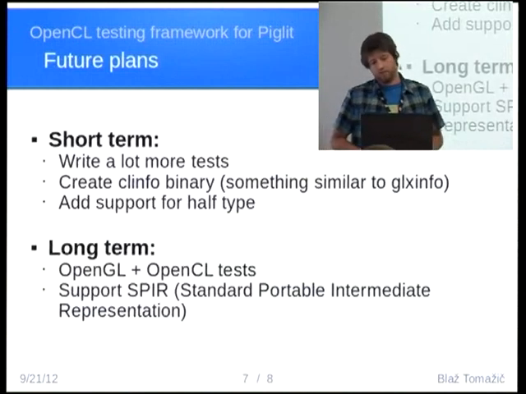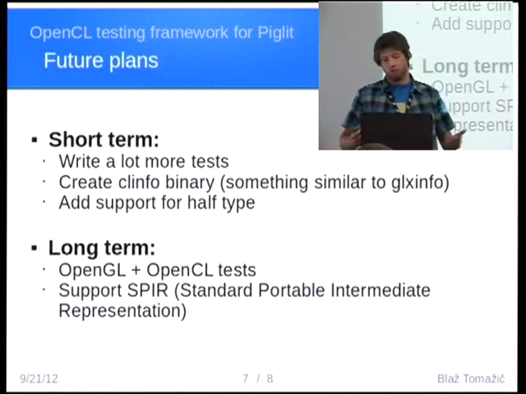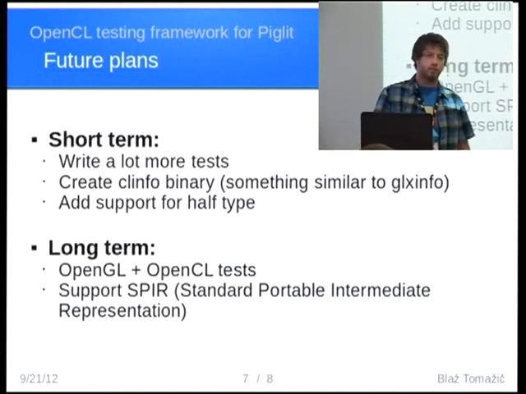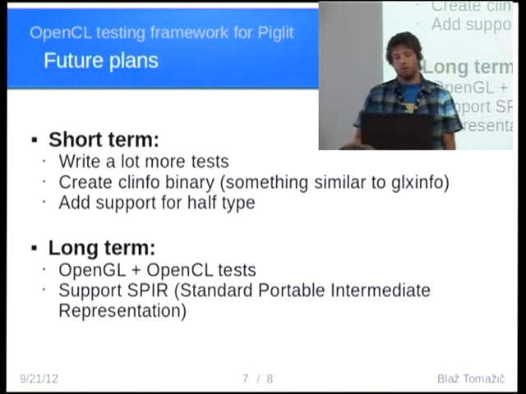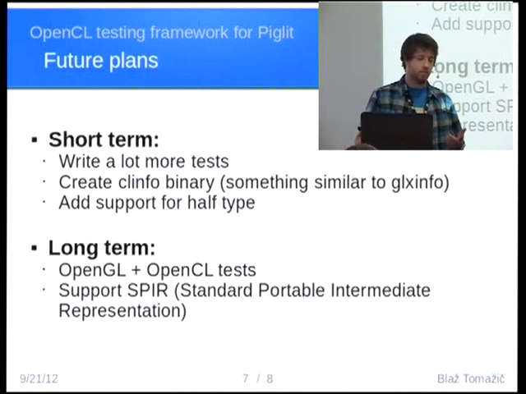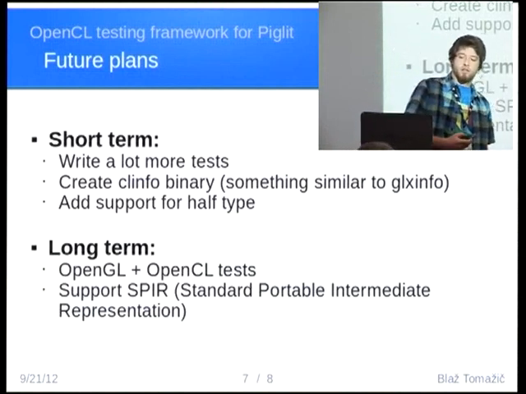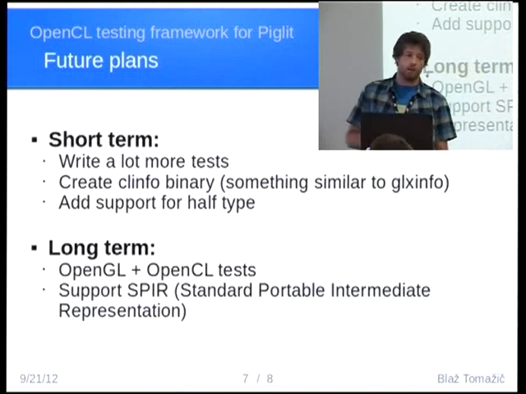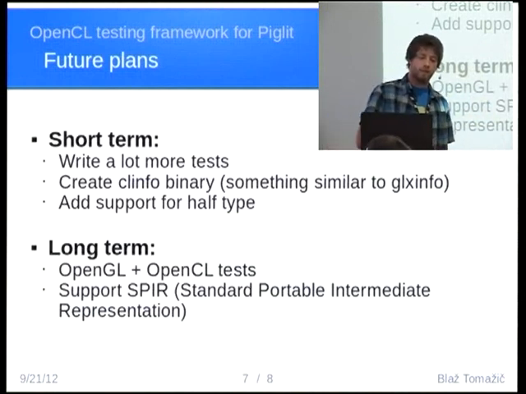Well, for the future plans, the short-term goal is to write a lot of tests. Basically, not all the API is tested, just 30 functions. A lot of tests could be written for kernel tests. A good thing would be to have a CL info binary, something similar to GLX info, so you could see what extensions and similar your hardware supports, and adding support for testing half-type in C.